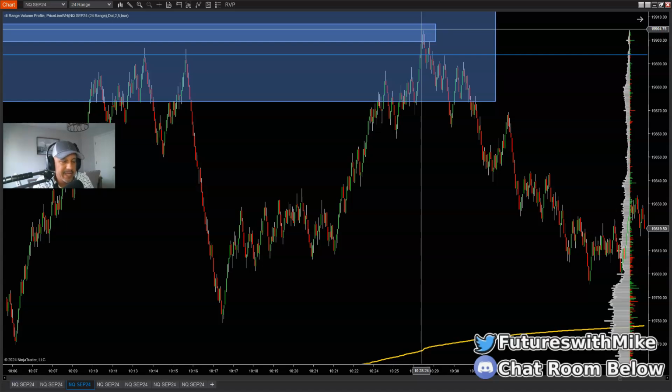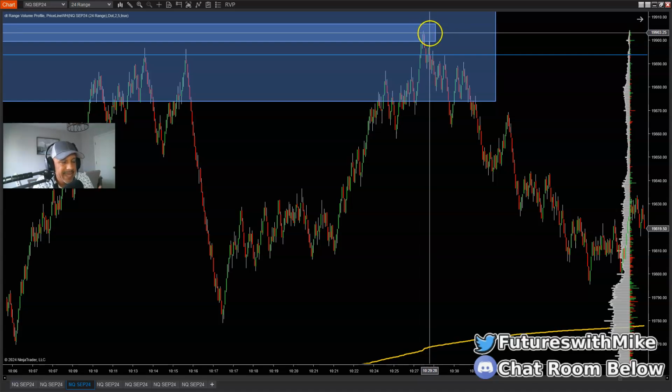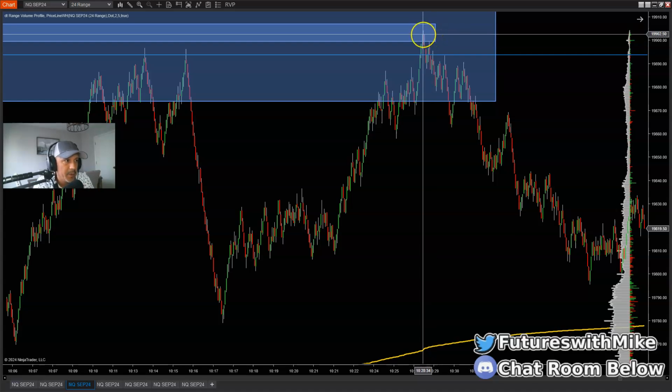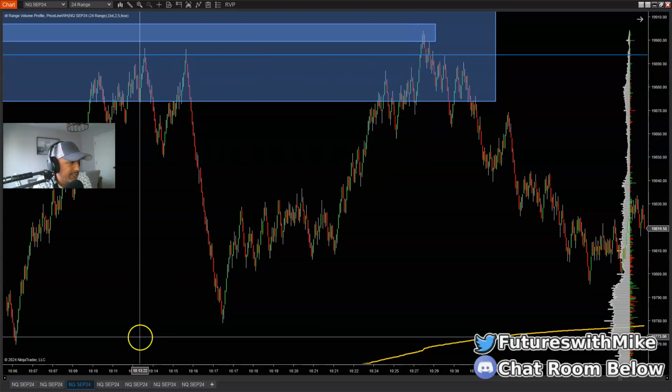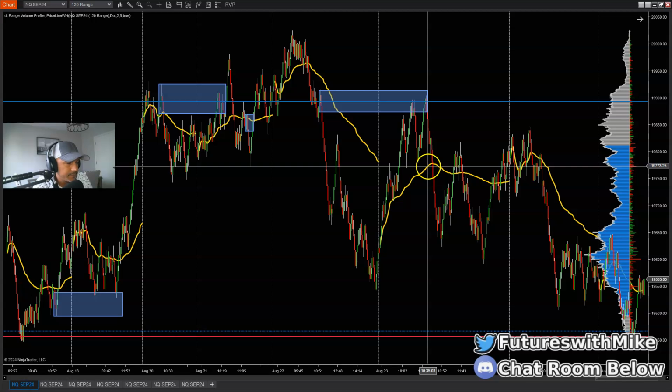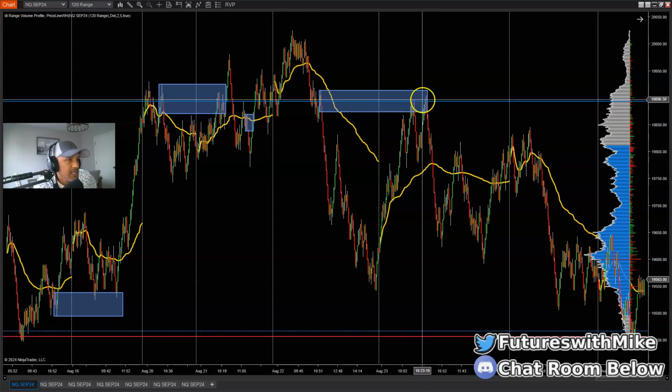All right, not at the back end of the supply area, or in this case here, but at the back end of the area where the rejection took place, where you got the break and close of the candle. Where we're going to be looking to take profit at. Let's go back to the 120 range chart. So that area happened right over here on the 24 range.